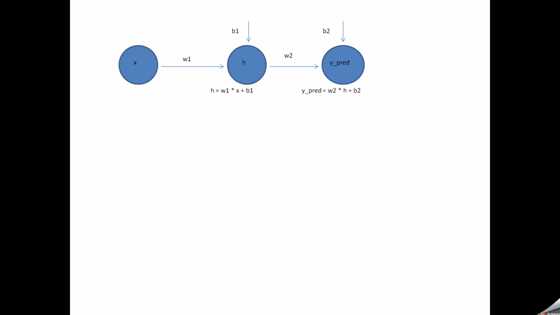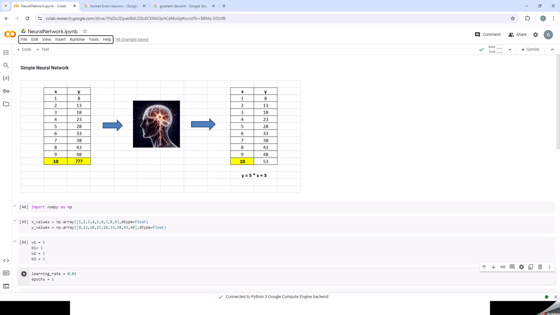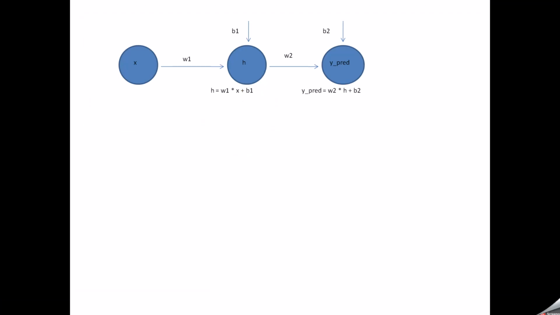Now let's see how this neural network gets trained. After a successful training on the given dataset, the neural network should be able to produce output Y predicted as 53 when input X is given as 10. In order to achieve this result, the neural network should learn the relation between X and Y predicted. In other words, the neural network should learn the correct values for the weight and bias parameters involved in the network, such as W1, W2, B1, and B2. So in short, neural network training is all about learning the correct values of weight and bias parameters. These parameters are also called learnable parameters.